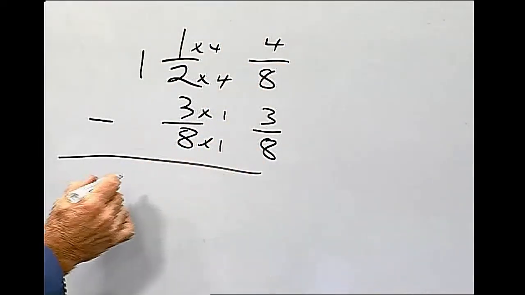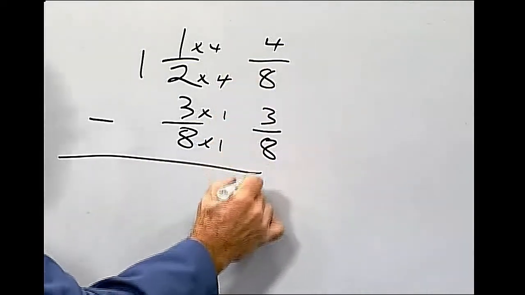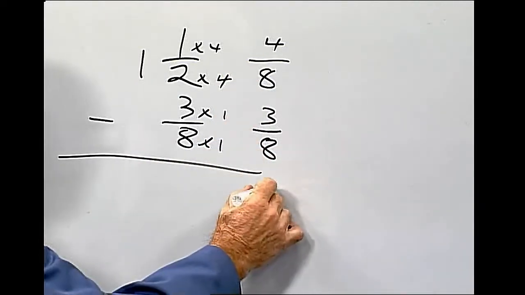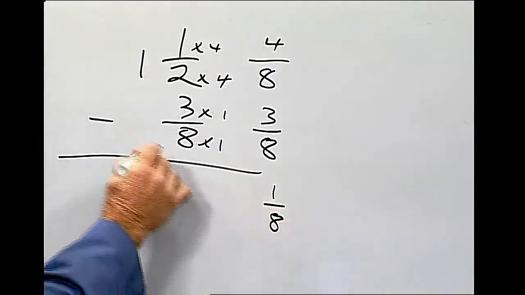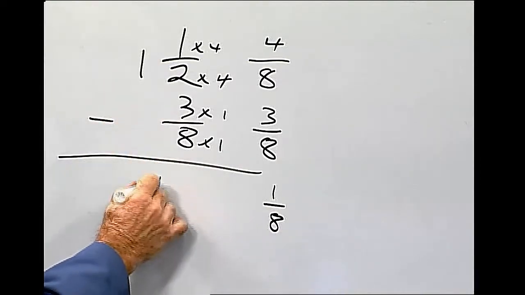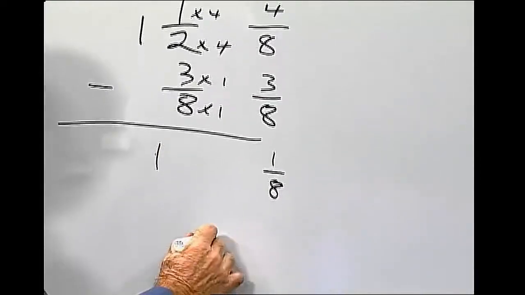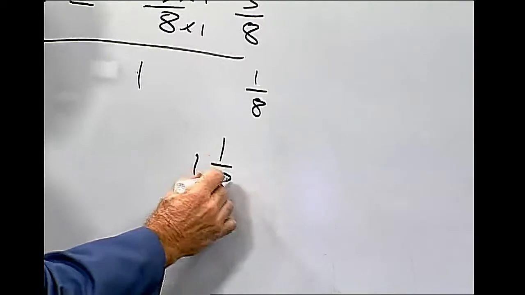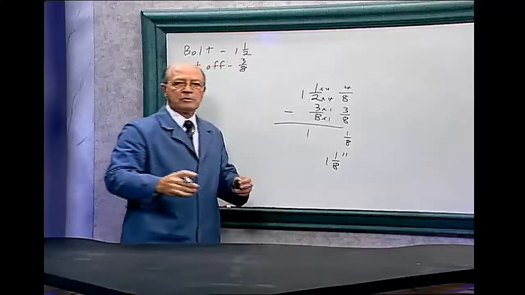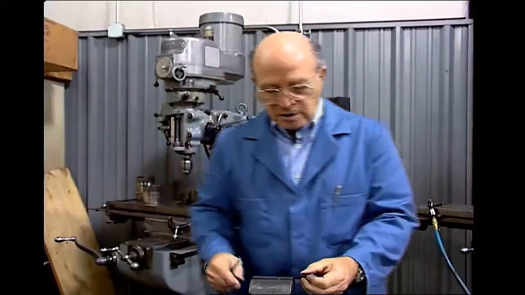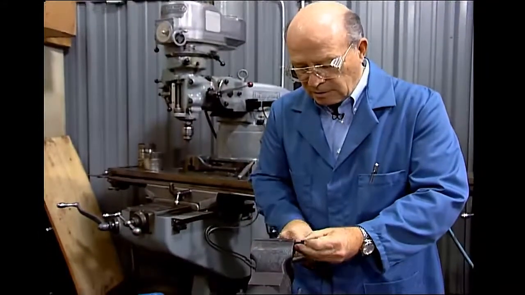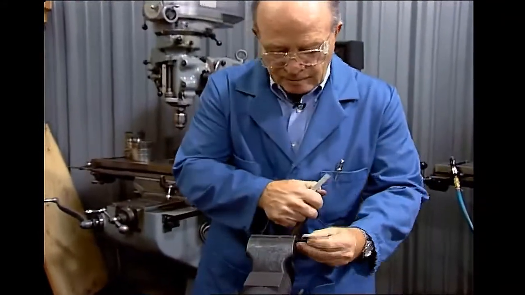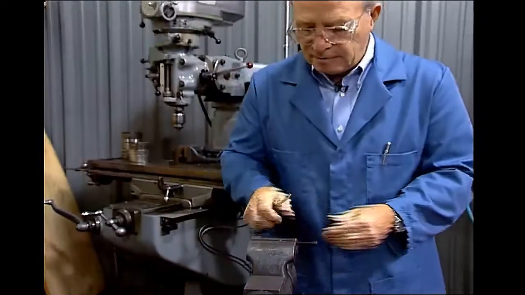Now we want to deduct 3/8 from 4/8, and that would be 1/8. And 1 from 0 is 1, so the answer is 1 1/8 inches long. That's what the bolt should be. And we'll stick it in the vise. Tighten it.